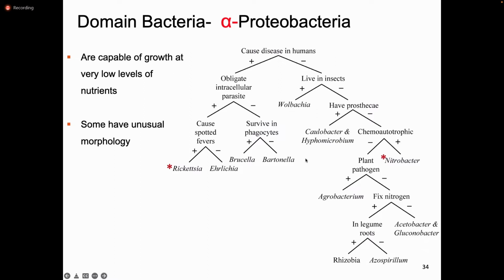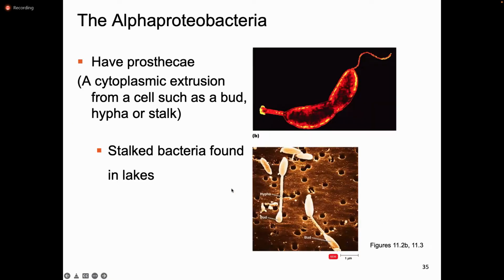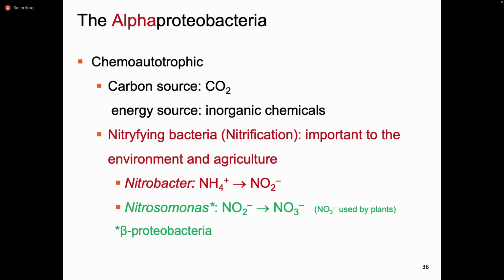Now let's give some introduction to this Nitrobacter. Okay. Here, Prostheca is an assistant limb, a helping limb. That is, it's called the Prostheca. So in the bacteria, it is an extrusion, a hypha or a stalk. Bacteria use this to attach to cell surfaces, and this kind of stalk bacteria is often found in lakes. So this is a member of the alpha Proteobacteria.